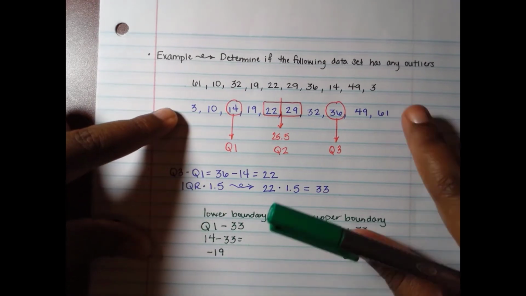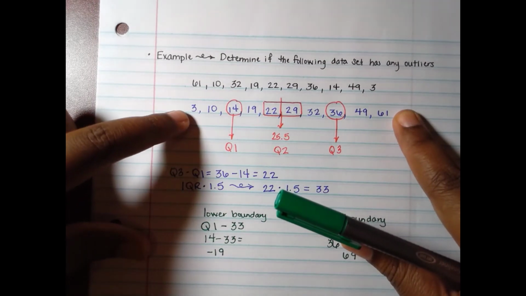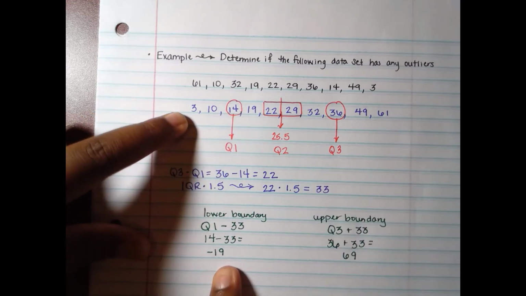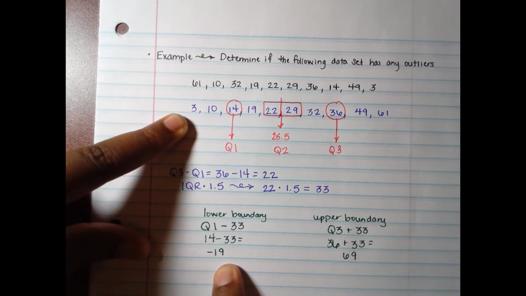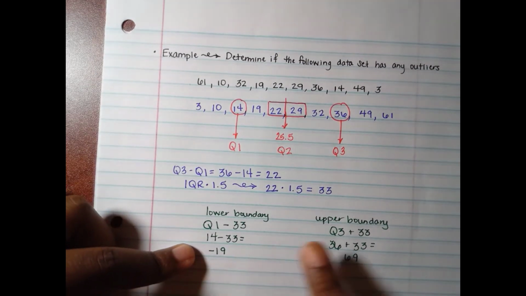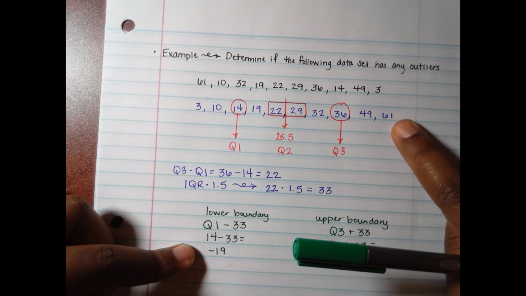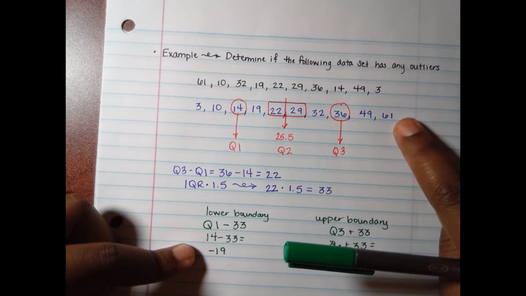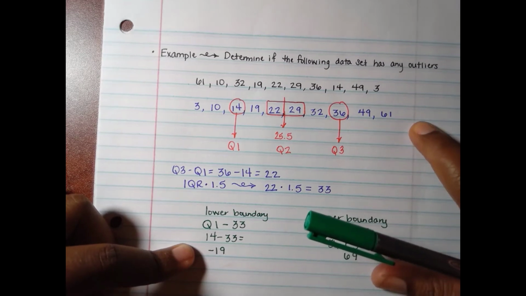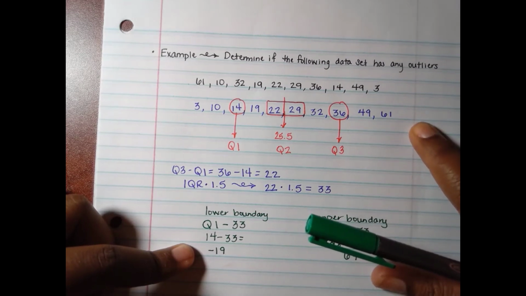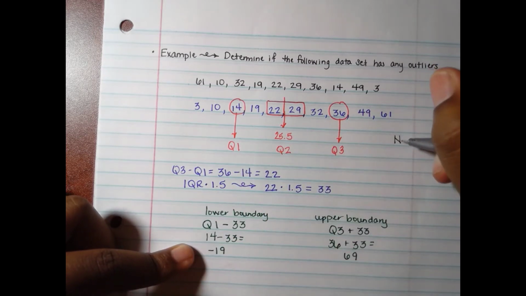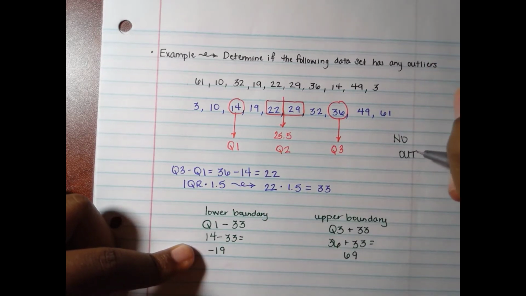So let's look at our data set again. 3 is the lowest number. Well, 3 is not smaller than negative 19, so 3 is not an outlier. Let's look at the 61. 61 is not greater than 69, so therefore it can't be an outlier. Hence, this data set has no outliers.